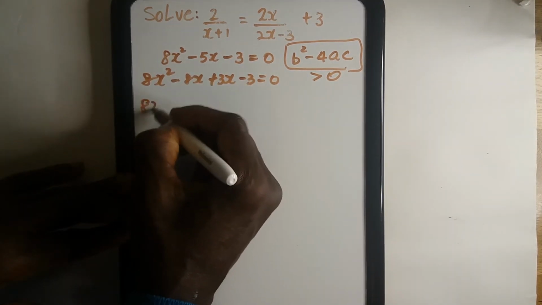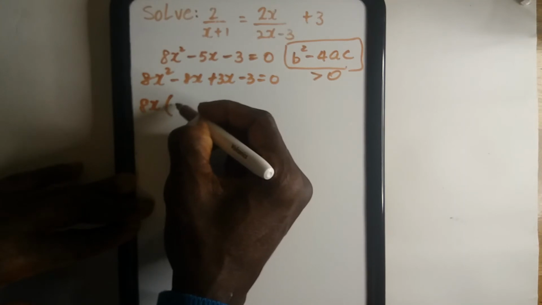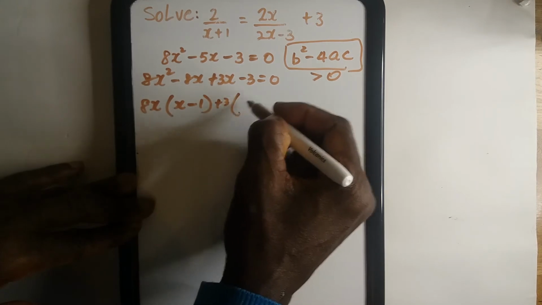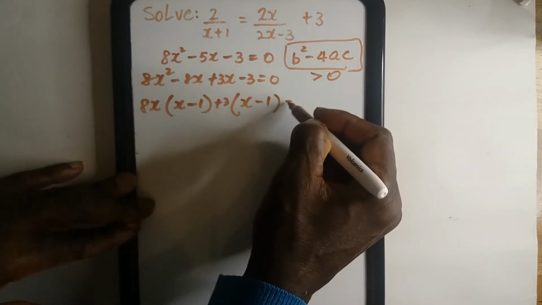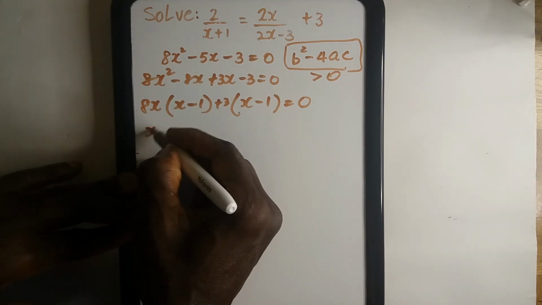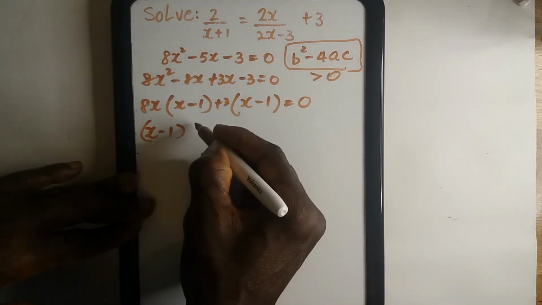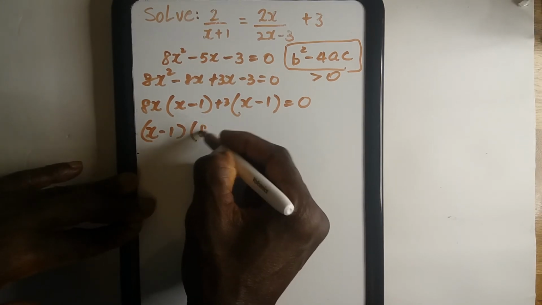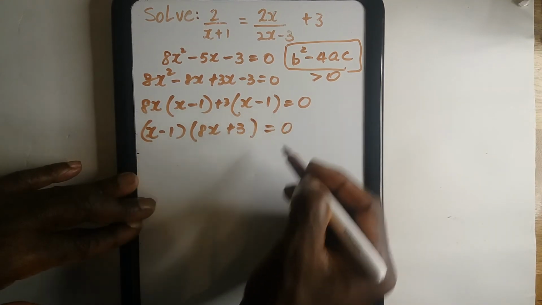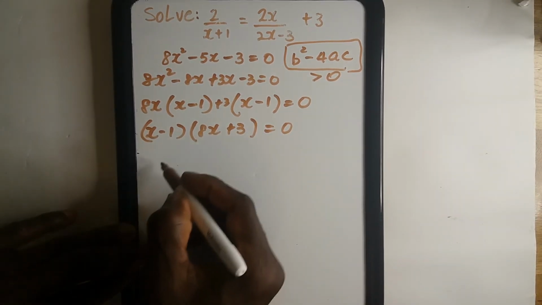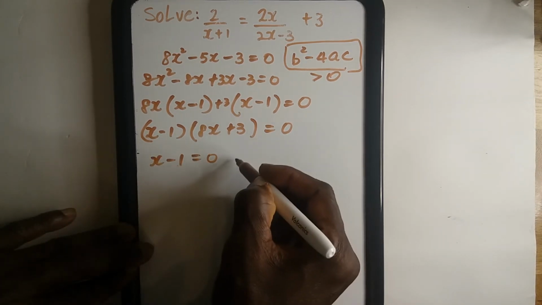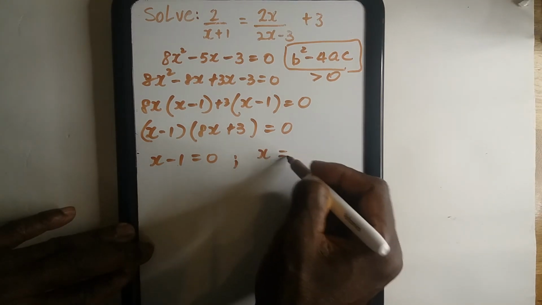We'll factorize here 8x into x minus 1, and this is add 3 into x minus 1. We'll factorize again. We have x minus 1 is common to 8x and 3. And now we can solve for x. We have x minus 1 is equal to 0. That means we have x is equal to 1.